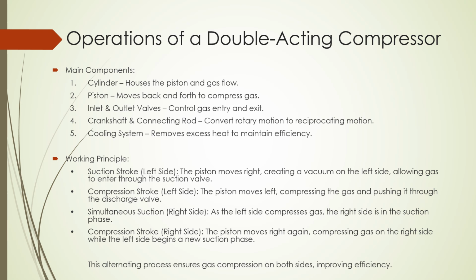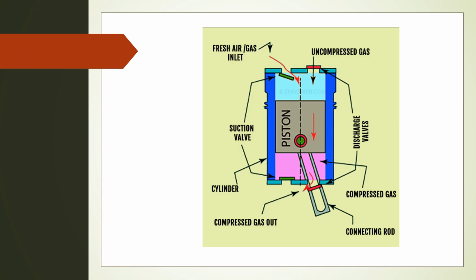The compression stroke, left side. The piston moves left, compressing the gas and pushing it through the discharge valve. Simultaneous suction, right side. As the left side compresses gas, the right side is in the suction phase. Compression stroke, right side. The piston moves right again, compressing gas on the right side while the left side begins a new suction phase. This alternating process ensures gas compression on both sides, improving efficiency.